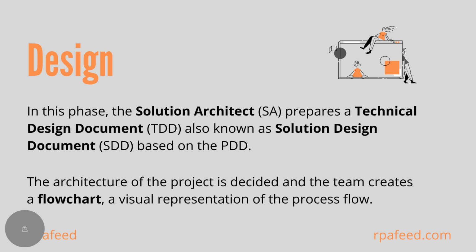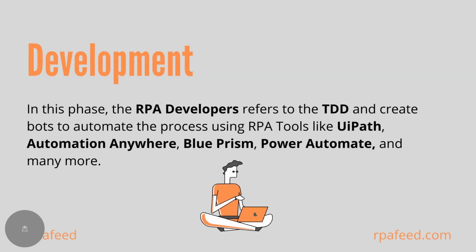Once we get the sign off on this document, the next phase is the development phase. In this phase, the RPA developers refer to the already created and signed off TDD and create the bot and modules in their development phase. So this is the place where the actual bot development takes place.